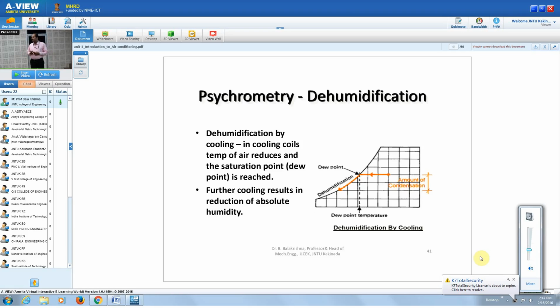Then the dehumidification, heating, cooling. See, this left side is automatically cooling and dehumidification. Heating and humidification is the right side. Suppose this line started from the left side, that means this is cooling and dehumidification. If it is coming this side, then it is cooling and humidification. Humidification means adding humidity. Dehumidification means reducing the humidity. Next slide.